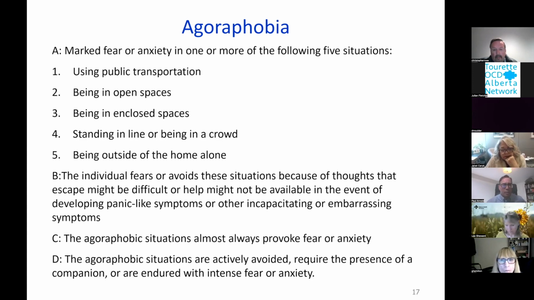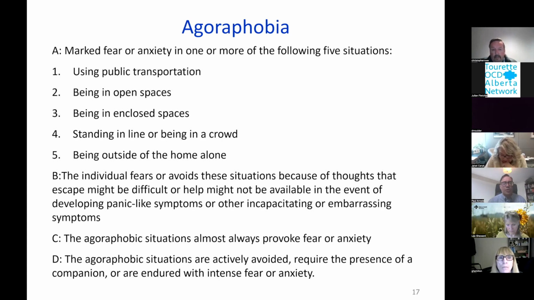Agoraphobia used to be lumped together to some degree with panic disorder. It's separated, but it still has that reference to part of the fear being that they're going to develop panic symptoms or other incapacitating or embarrassing symptoms. The agoraphobic situation almost always provokes fear or anxiety. That's, again, similar to phobias.